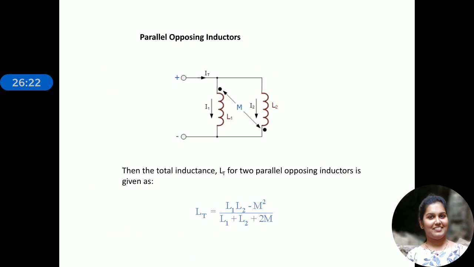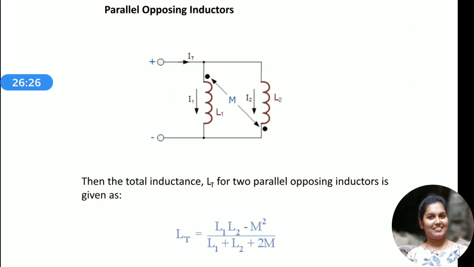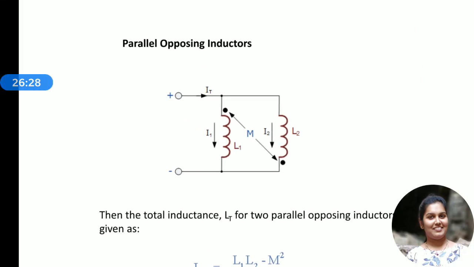Coming to the parallel opposing inductors, as you can see on the diagram, the starting point of one terminal and the ending point of another terminal are connected to the positive terminal, and similarly the opposite applies here also, right? Whereas for parallel adding inductors, we have connected the same terminals together. Here different terminals will be connected, and such a kind of connection we call parallel opposing inductors.